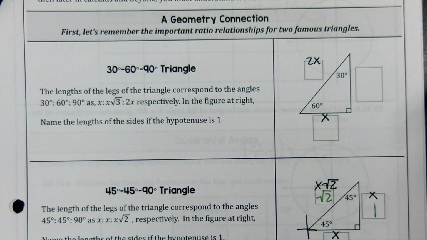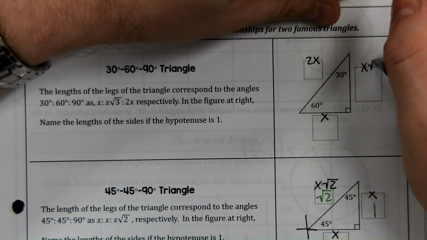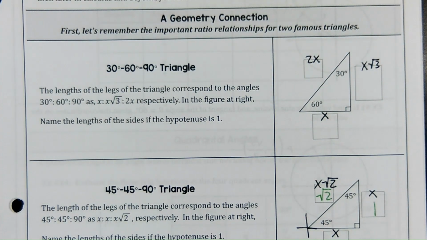And the leg across from the 60-degree angle will always be the short leg times the square root of 3. But I don't want to use these x's. I understand that when I draw these triangles, I'm doing it for my own benefit and to memorize the ratios. So I'm going to pick an easy number for x. Not -1, but +1 is a very easy number to choose for x.